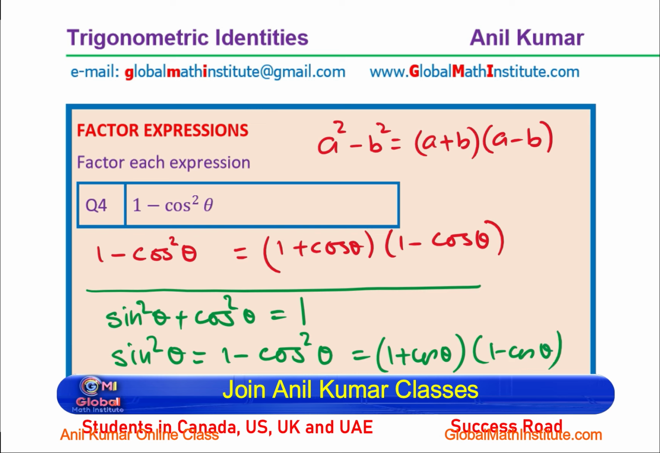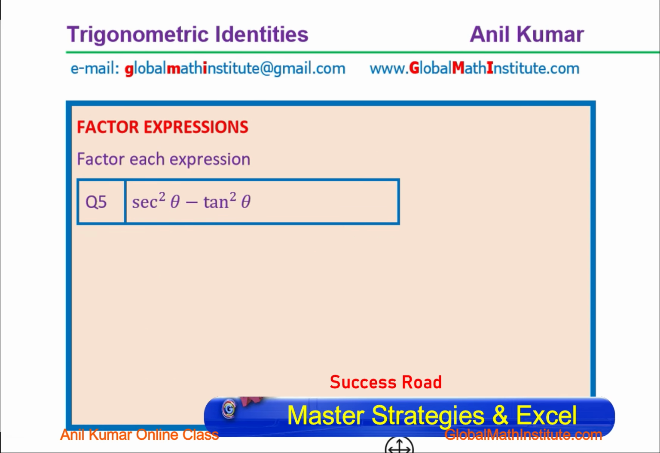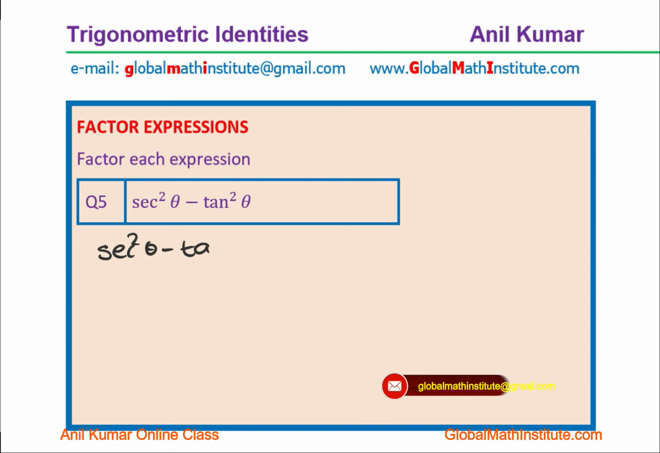So that is going to help you later in proving identities. Now let's look into the second. We have taken this as a simple exercise on factoring, but it has much more to it, right? So this time we will see how do we factor secant square theta minus tan square theta.